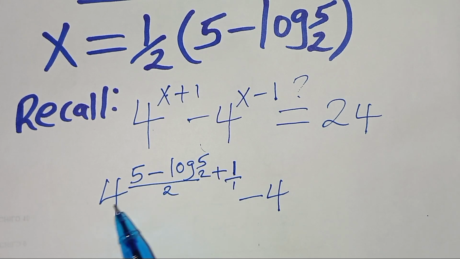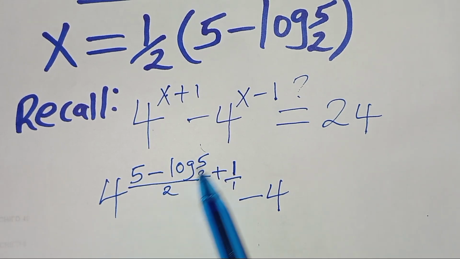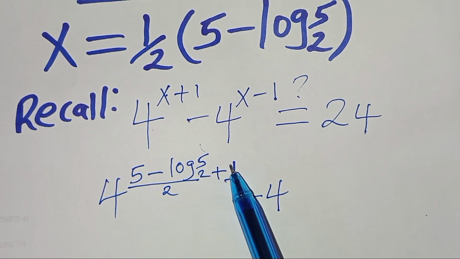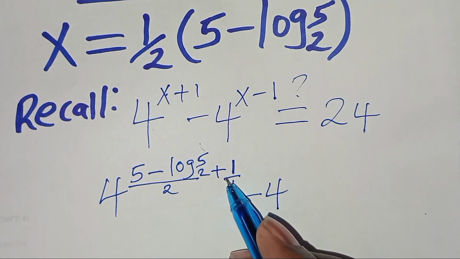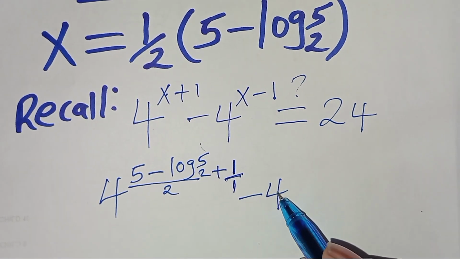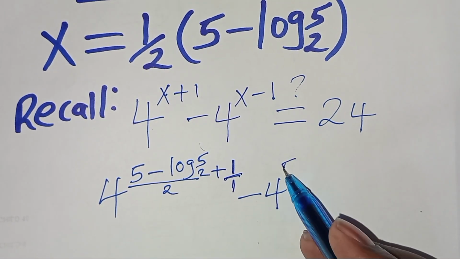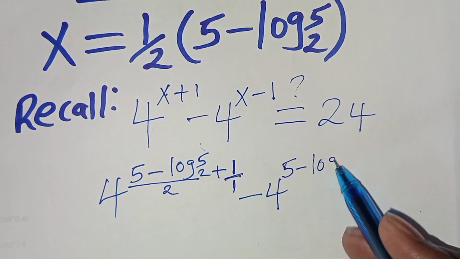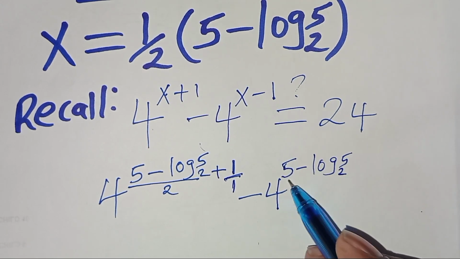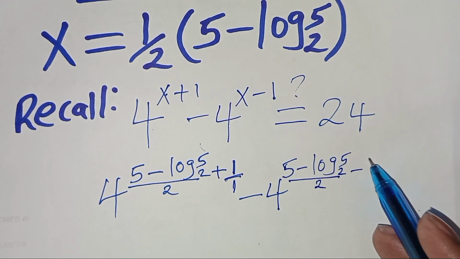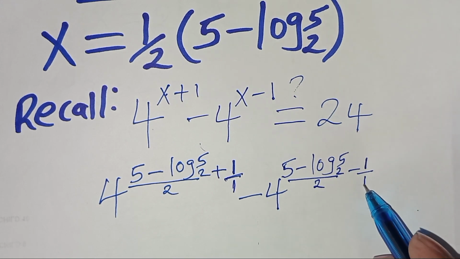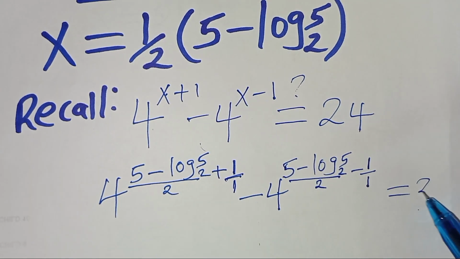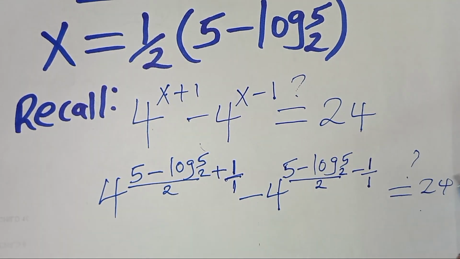Now, x can be written as 5 subtract log 5 to base 2 divided by 2, plus 1. 1 is a whole number, so this is over 1. Subtract 4 to the power of x, which is again 5 subtract log 5 to base 2, divided by 2. Subtract 1. 1 is a whole number, so this is over 1. This should give us a value of 24.